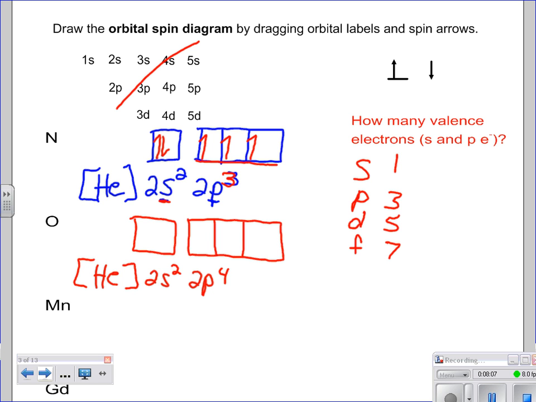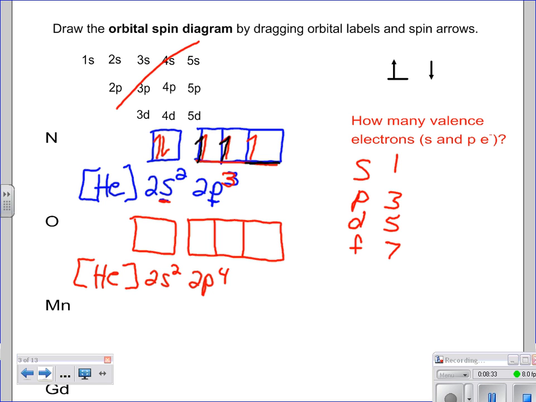Just find it on your periodic table. Even though carbon would only be up, up, right? There's only two in the p. You still have to draw that third box. You still have to represent all of the orbitals within a sublevel, even if they're not used. I just want to throw that out there because I've seen people have some misconceptions on that.